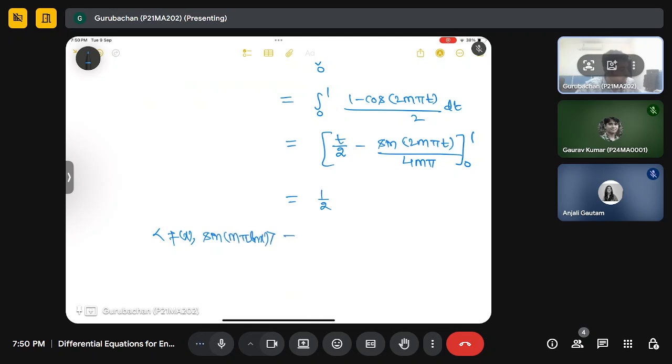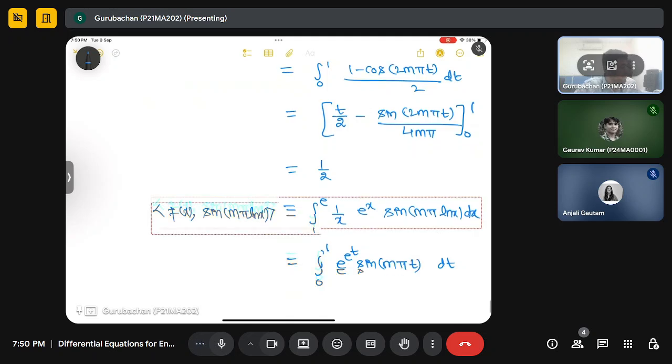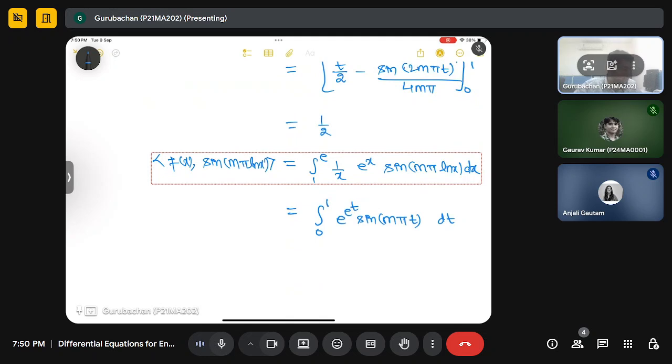So the denominator is 1 by 2, and the other one is the inner product of f(x) with sin(m pi ln x), that is the integral from 1 to e of 1 by x times f(x). And what is f(x) given? e to the power x, sin(m pi ln x) dx. Again, if you substitute, you will get the integral from 0 to 1, and x is e to the power t, times sin(m pi t). Now, obviously, we don't know how to integrate this, so we will keep it like this.